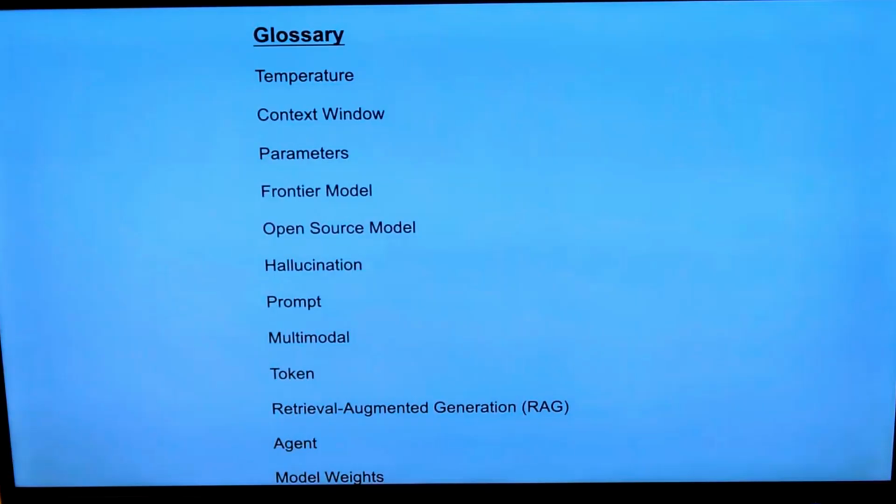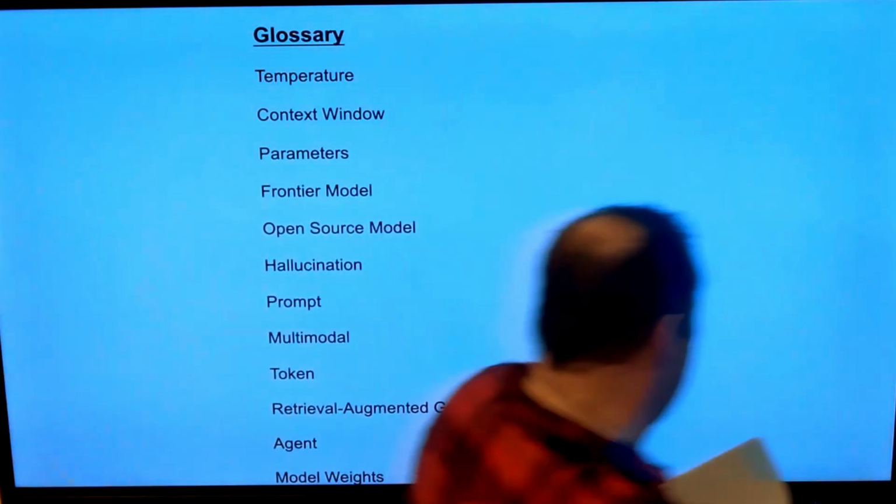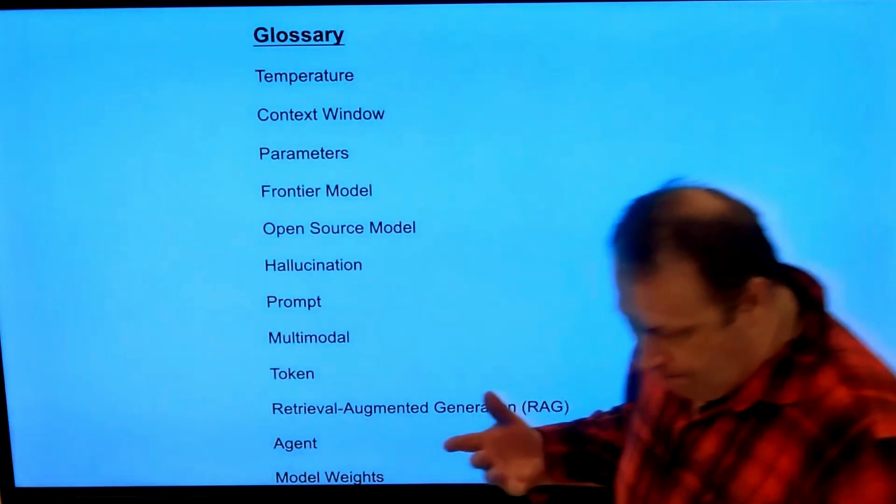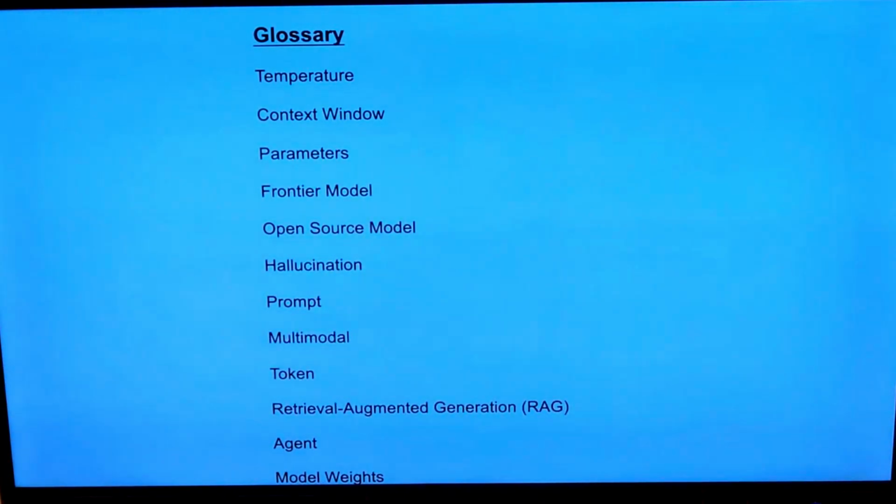I think we touched upon multimodal. Token is another important word. When you put information into an LLM, it doesn't take whole words. It takes what's known as tokens. I wanted to give you an example on the computer, but this computer's completely died. You can actually, if you Google OpenAI tokenizer, it'll take you to a web page, and you can just put in an example prompt and see how it's broken down into tokens.